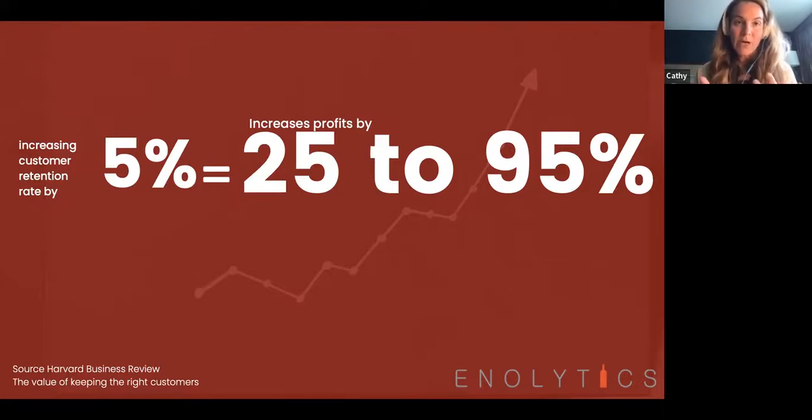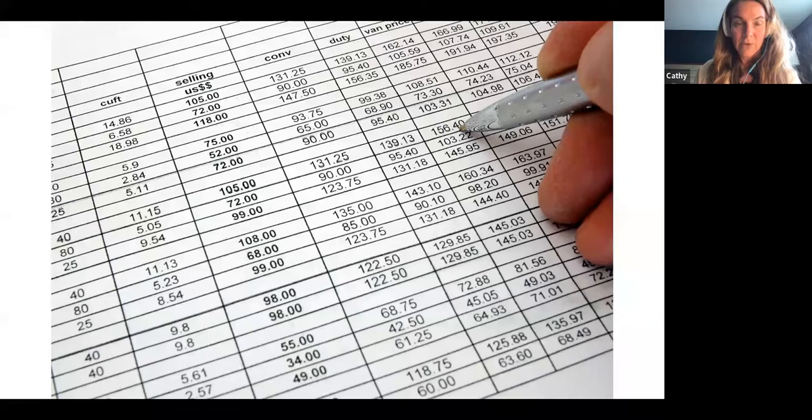Fishing in your own pond, basically, by just 5% increases profits by that much, by 25 to 95%. The numbers for the wine industry specifically, or even for Baldacci specifically, I feel like could be really interesting to flesh out even a little bit further.